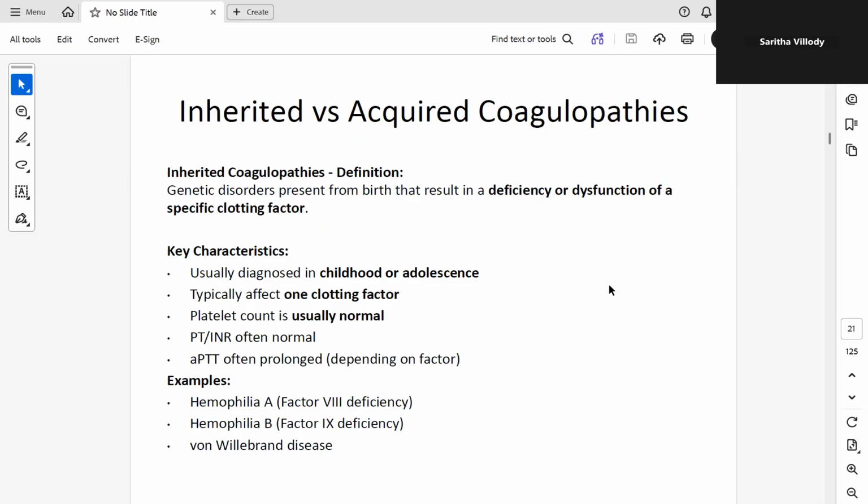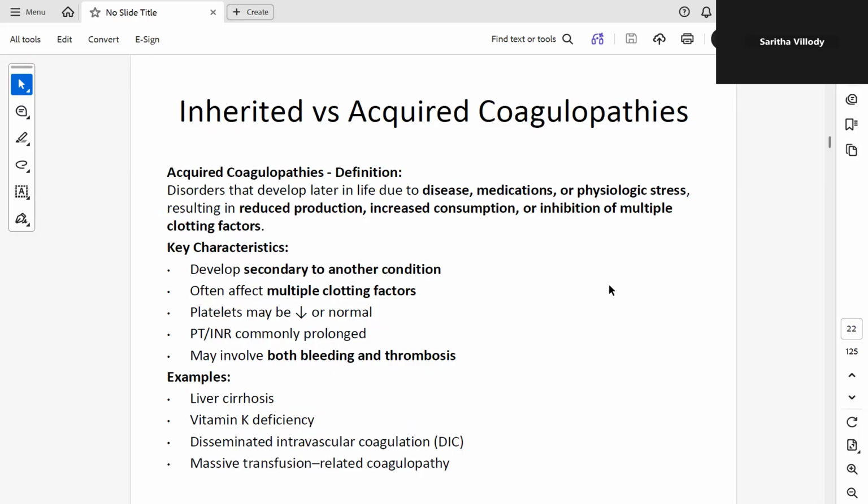The difference between inherited and acquired coagulopathies: in the inherited one, there is usually a deficiency of one clotting factor and it's usually diagnosed earlier in childhood. But in the acquired condition, this develops as a secondary condition as a result of another underlying medical condition or pathology. There are multiple clotting factors missing at that point, and it is also usually associated with some disease condition. Sometimes people become septic and then they have coagulopathy. Sometimes during a burn trauma, they can develop coagulopathy. So it could be as a result of an underlying pathology.